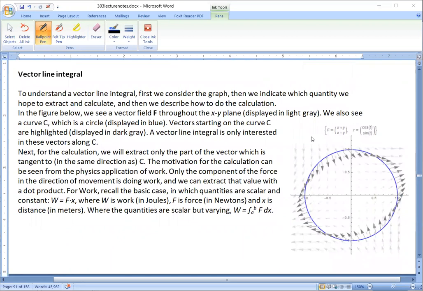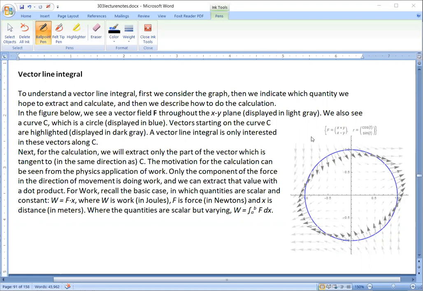So what's in this picture? We've got a vector field. This is f equals x plus y, x minus y. That's the vector field, and that's in light gray. Now we've also got a curve. The curve is just a basic unit circle. So the function is r equals cos t, comma sine t.